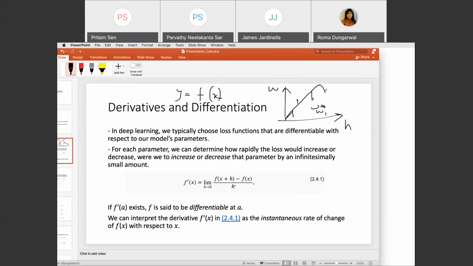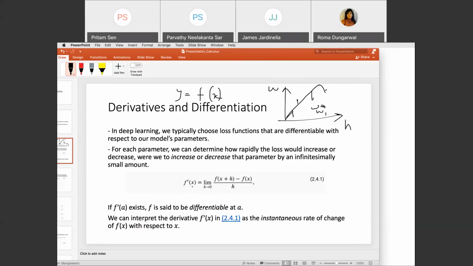And with respect to the change in x, we want to calculate the ratio of the change in the output and the change in the input. The change in the output is the function of x plus h minus f of x, and the change in input is h because we increased the value by h. So if h is very small, then we are calculating the derivative of x. That means with a small change of x, we want to calculate the impact.